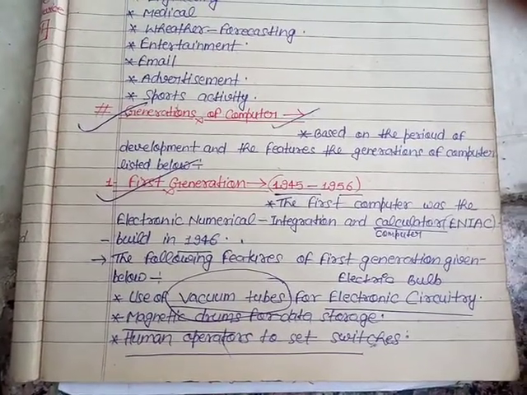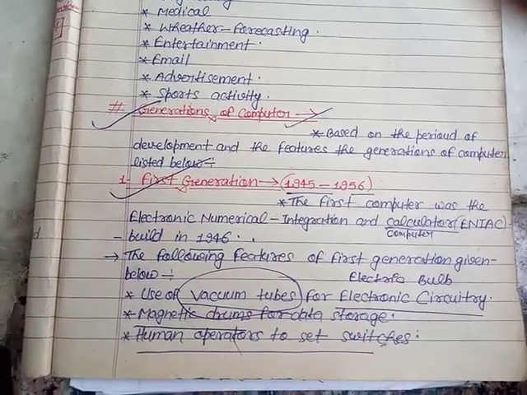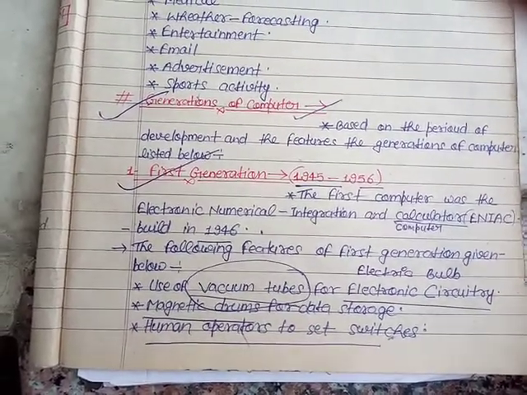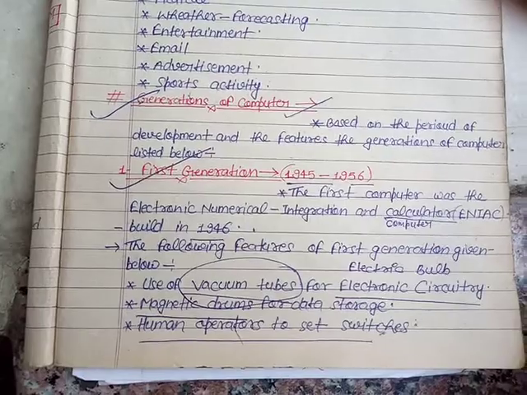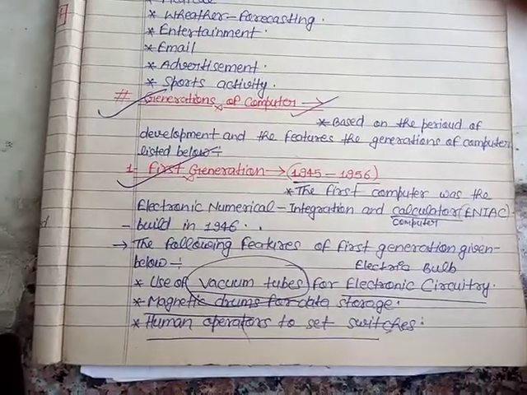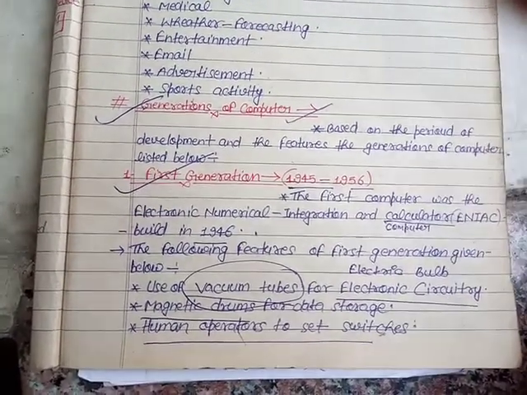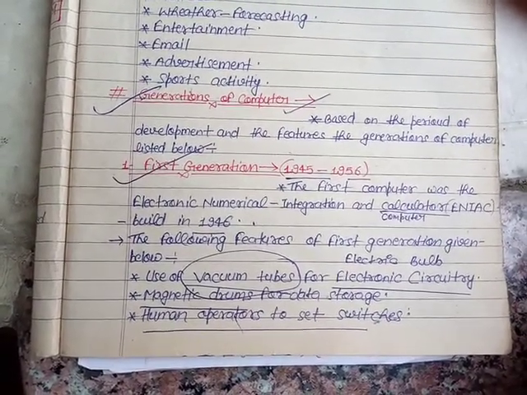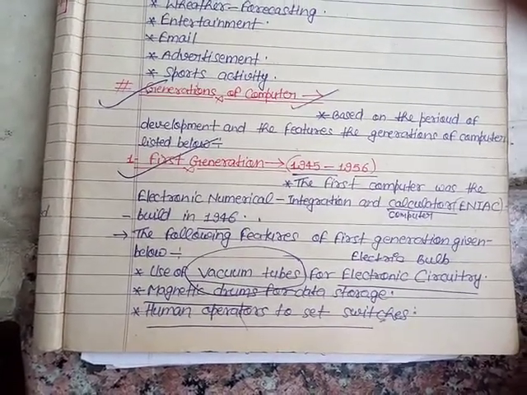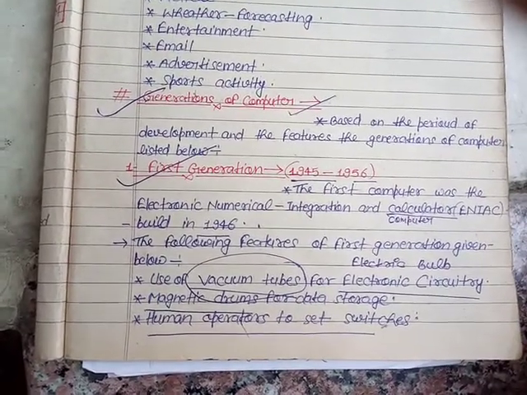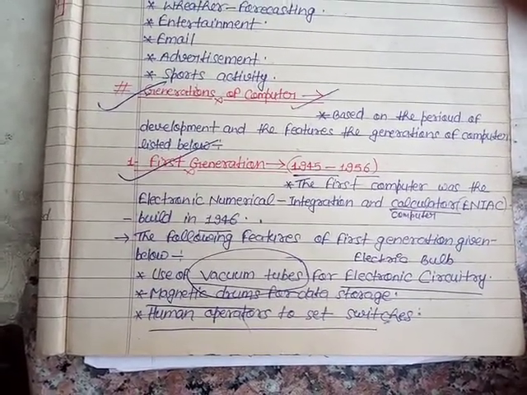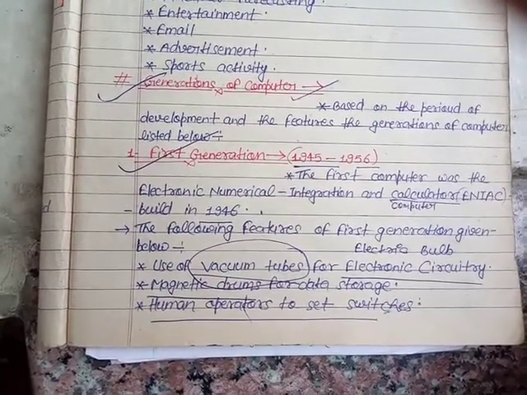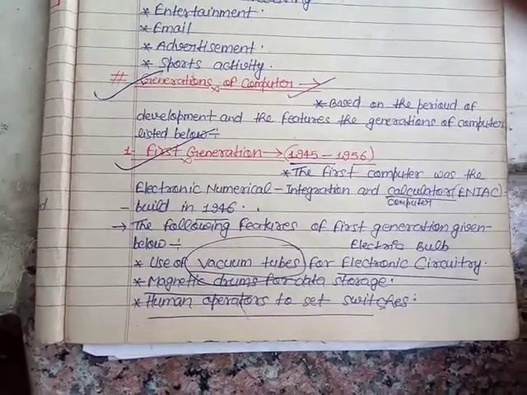In first generation, some specific features are listed, or you can say pointed out. First feature: in first generation of computer, vacuum tubes are used for electronic circuitry, and electric bulbs are also used. Magnetic drums are used for data storage, and human operators set switches. For operating the computer, humans used switches.